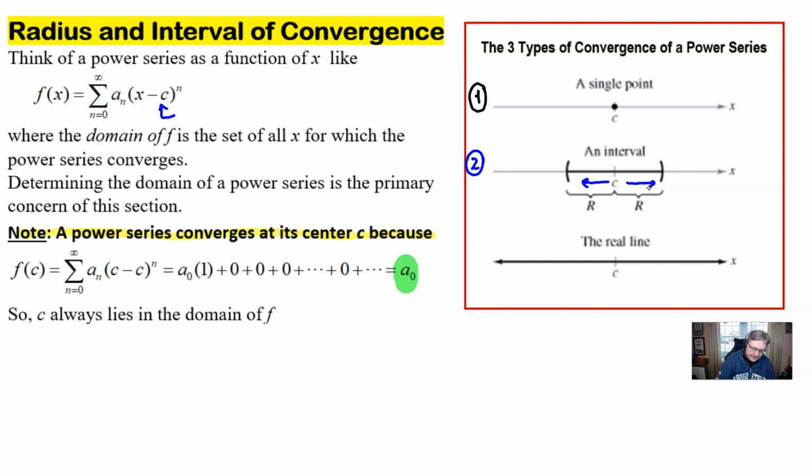And then finally, the granddaddy of all convergence would be a power series that converges over the entire number line. That would be negative infinity to infinity. There are a few that do that. They're very interesting to study, and we will investigate those as well. So with that being said, how do we determine these types of convergence?